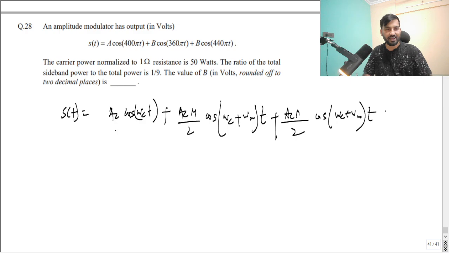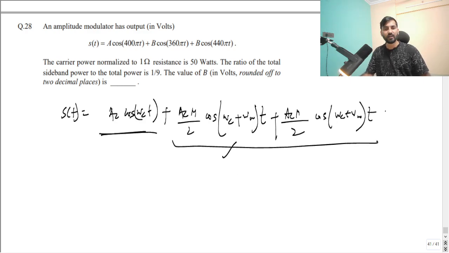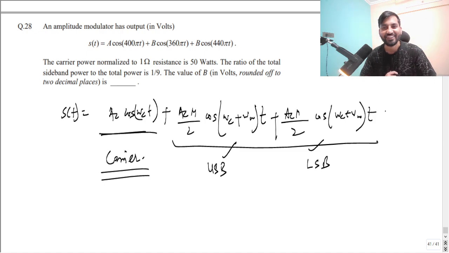So this is a carrier term, and these are nothing but the sideband terms. You can say this is the upper sideband, this is the lower sideband, and this is the carrier term. Okay, we always send carrier. Understand? So many of you, the moment you see the question, might do it like this also.